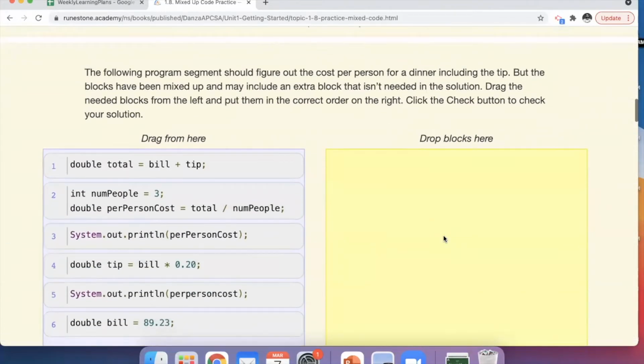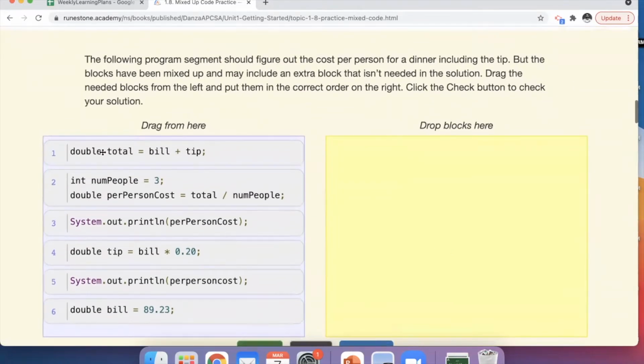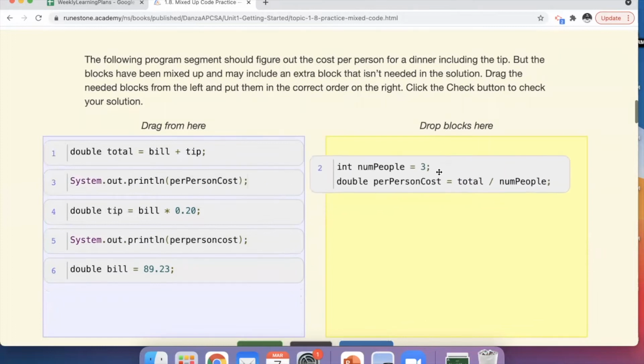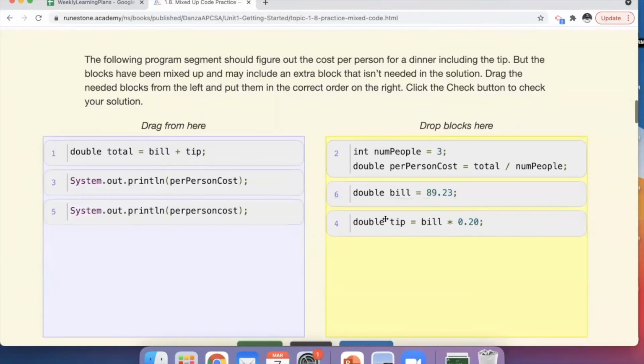Okay, the following program segment should figure out the cost per person for a dinner, including the tip. All right, so let's take a look at this. So I have double total is equal to the bill plus tip. I first want to be able to initialize some of this. So I'll pull out a few of these that are initializing values, and then we'll reorder them later. I'm just dragging these out.